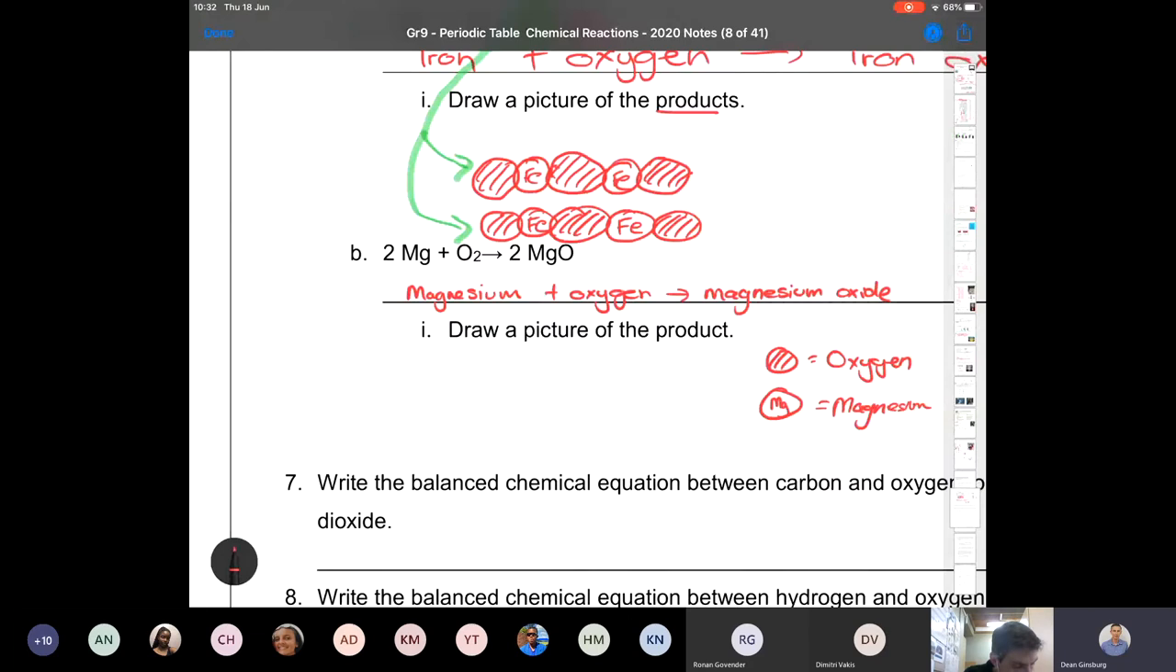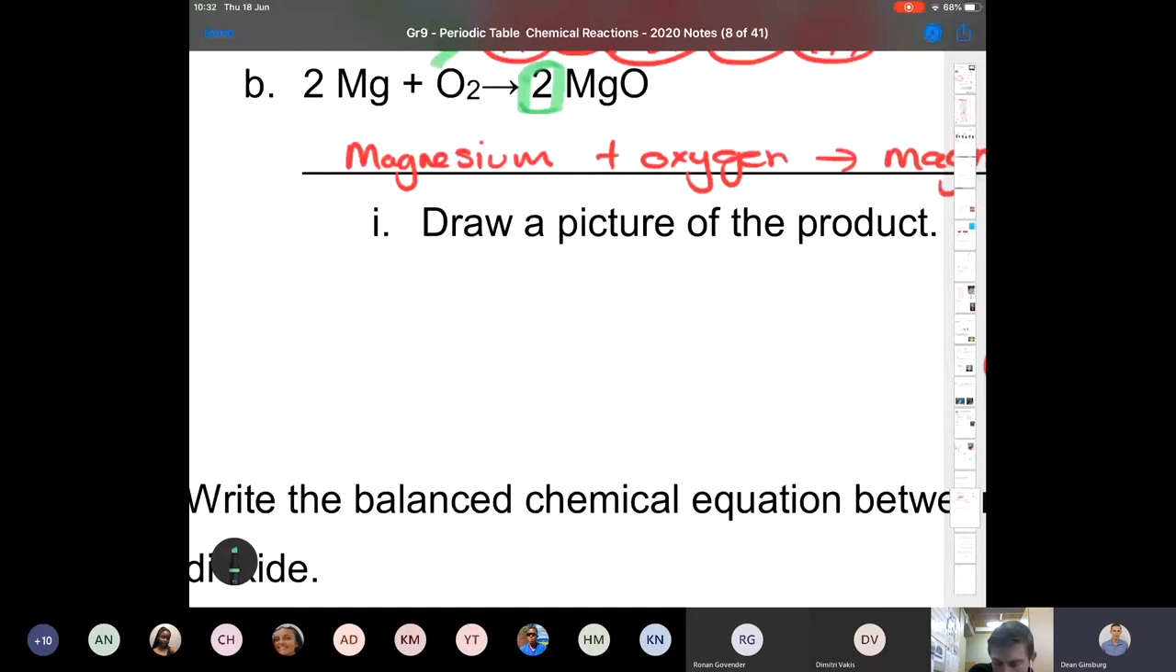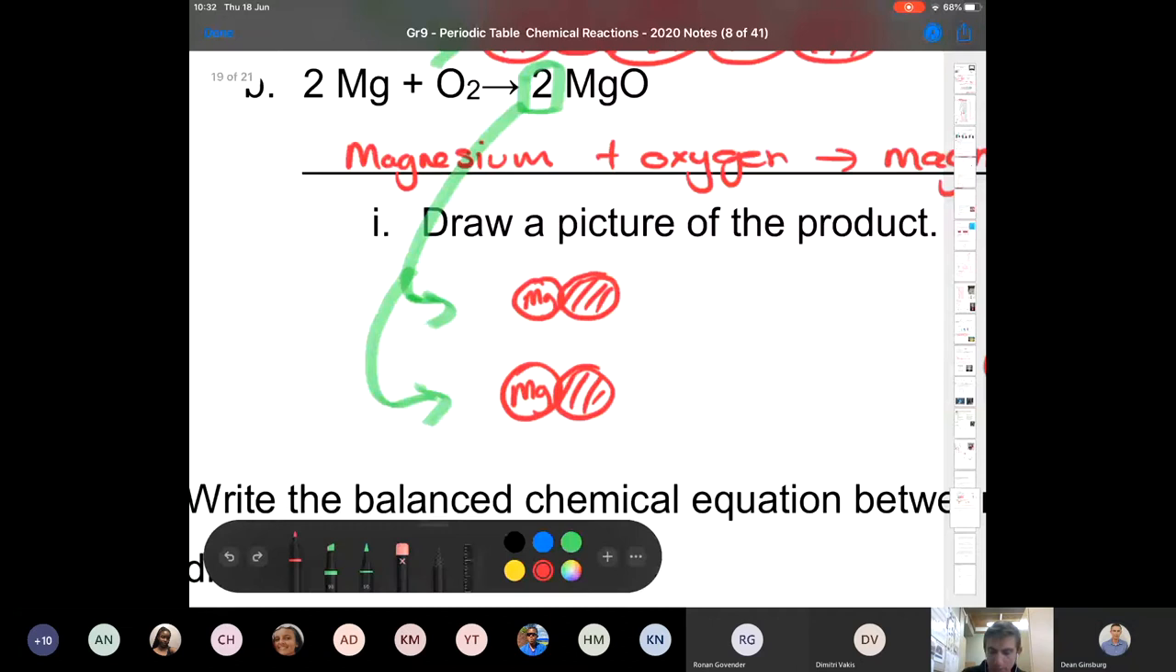How many MgOs have I got, Ronan? Two, sir. Good, we've got two. So I need to draw two magnesium oxide molecules, yes? Yes, sir. Okay, so let's draw them quick. Some magnesium oxide, and we've got two molecules. There's the one. There's the other one. Happy, Ronan? Yes, sir. Okay. Pick a friend, Ronan.